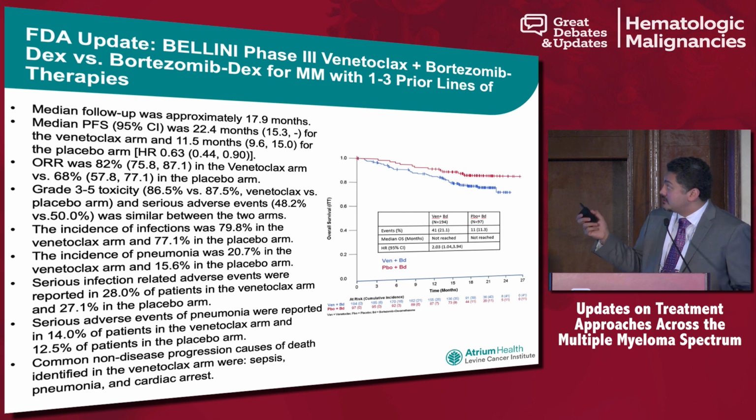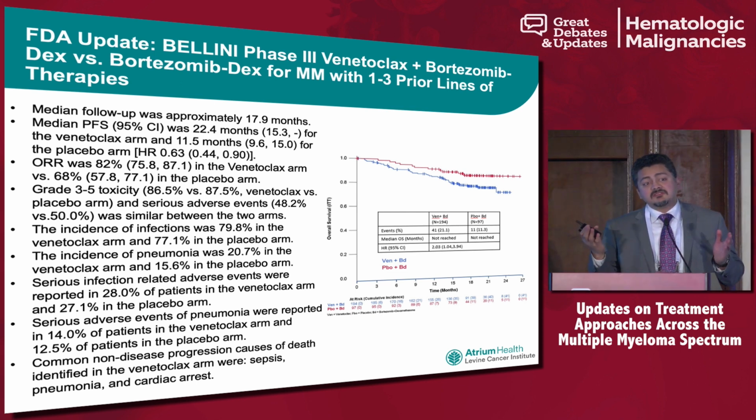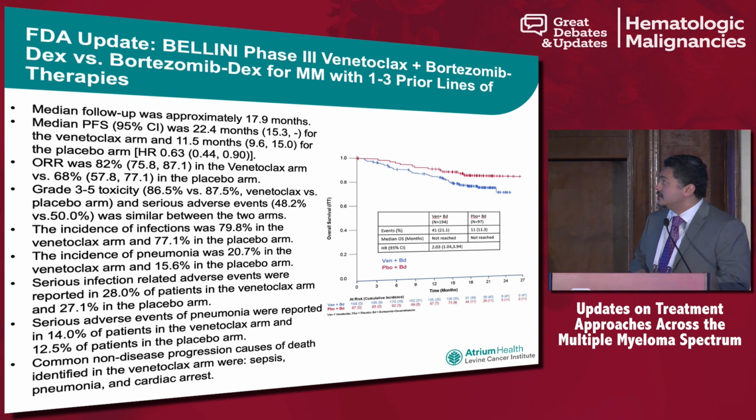So this is the Bellini trial, which was comparing venetoclax VD versus VD in early relapse myeloma patients, 1 to 3 prior lines of treatment. If you look on the left side, it's a very busy slide. You have this data in your packet. You'll see that the median PFS on the experimental arm is twice as high as the standard of care arm. The response rates are higher.